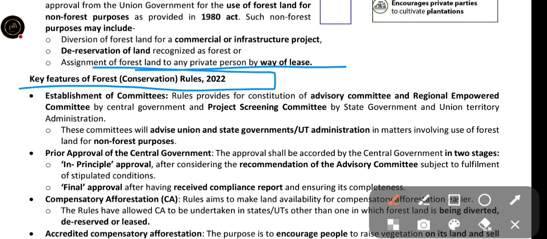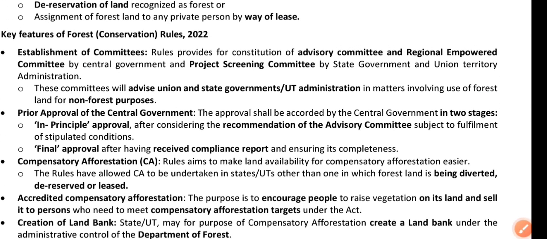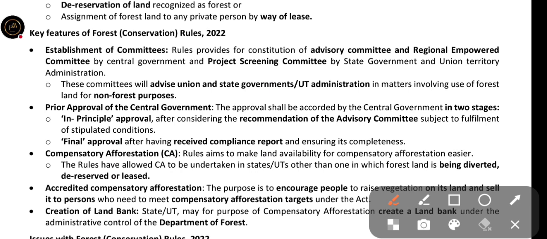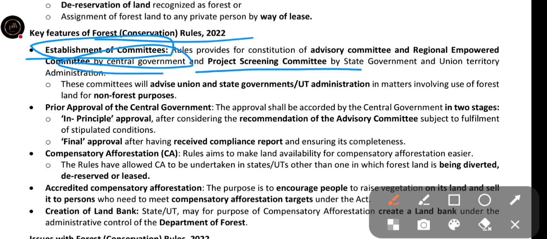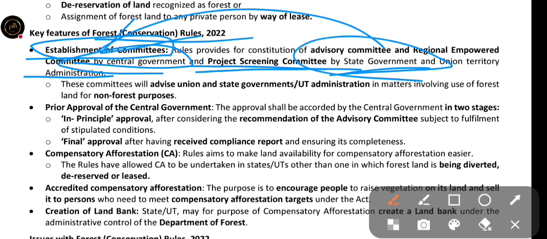And the key features of Forest Conservation Rules 2022. You should remember these are the important features under the Forest Conservation Rules 2022. Establishment of committees: the advisory committee and regional empowered committee would be appointed by the central government, and the project screening committee by the state government and Union Territory Administration. So you should remember the advisory committee and regional empowered committee will be appointed by the central government, and the project screening committee will be appointed by the state government and Union Territory Administration.